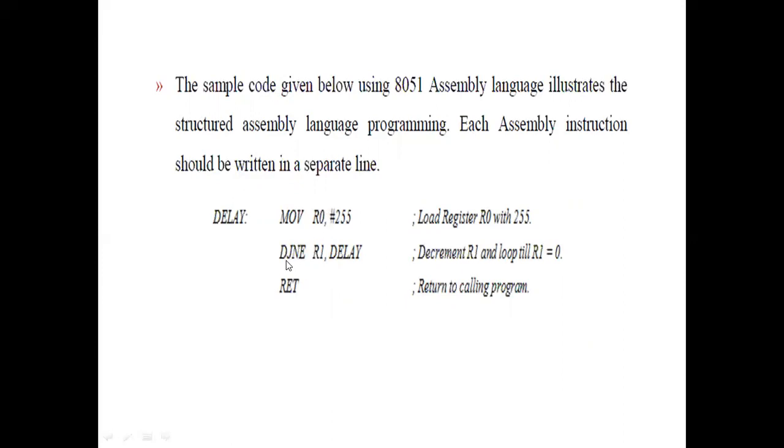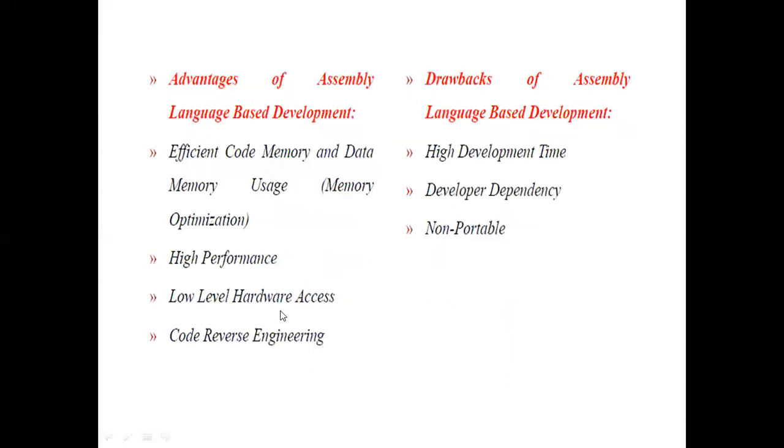So what DJNZ will do, DJNZ is a for loop, where it will decrement the value of R1, and it will check whether it is equal or not equal, and loop till R1 equals 0. Next, when R1 reaches 0, it will call a return, that is, return to the calling program. It will go back to the calling program.